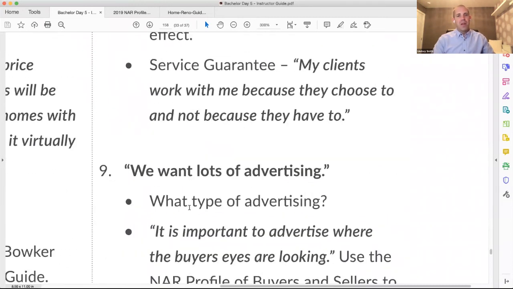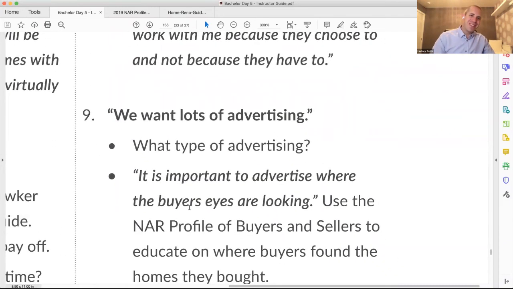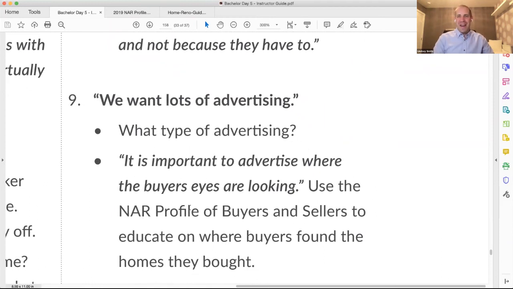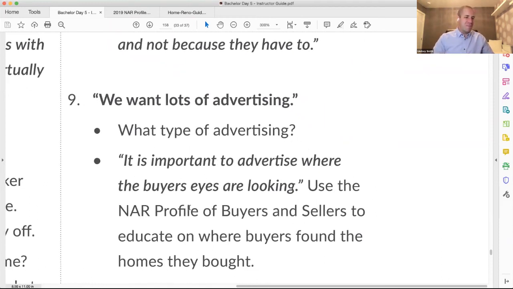Love that one. This is one of my favorites: we want lots of advertising. Maybe they saw Homes and Land magazine. Maybe they want their home featured on a billboard. I mean, we see things like that. Maybe they want mail outs sent to the community about all the great things their home has, like their neighbors are going to just move down the street.